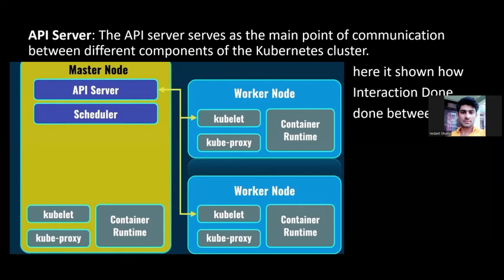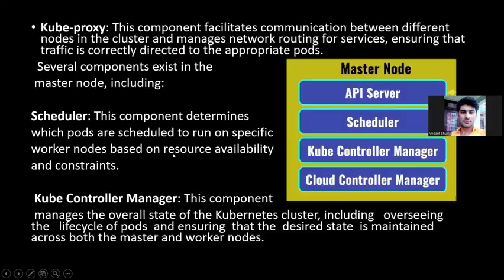So here is an API server that is located inside the master node. And here is the diagram. It communicates with the kubelet of multiple worker nodes. This diagram shows that the master node uses the API server to communicate with various worker nodes. Just moving forward.